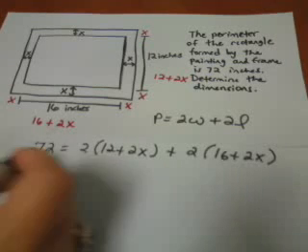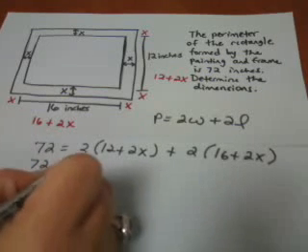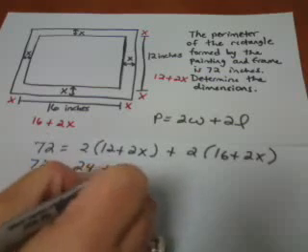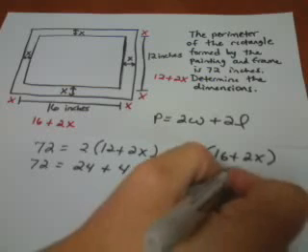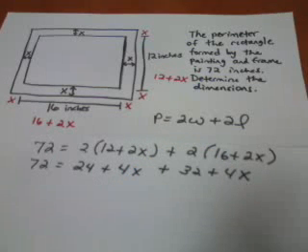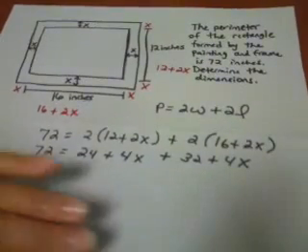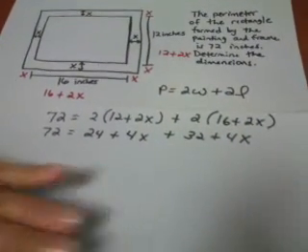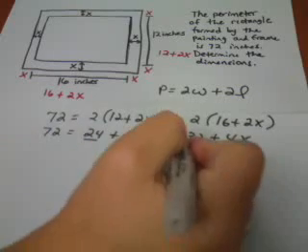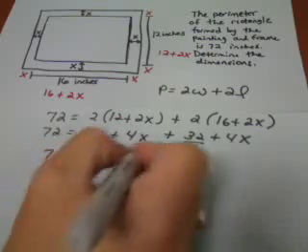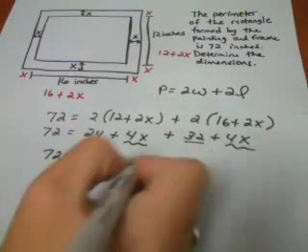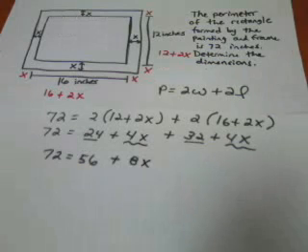Next thing we're going to do is distribute. 2 times 12 is 24, 2 times 2 is 4, 2 times 16 is 32, and 2 times 2 is 4. Okay, once you get here, you're going to combine your like terms. That is, all the numbers that are on the same side. So we're going to add the 24 and the 32, and that's going to give us 56. And then you're going to combine the 4x and the 4x, which is 8x. Since everything is positive, you get to add everything together.